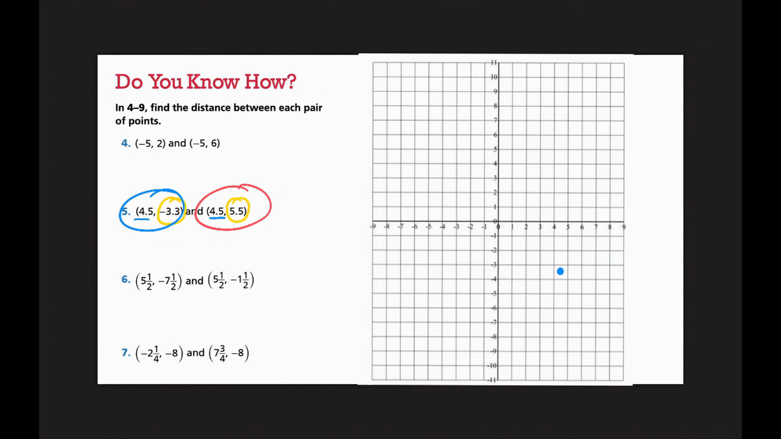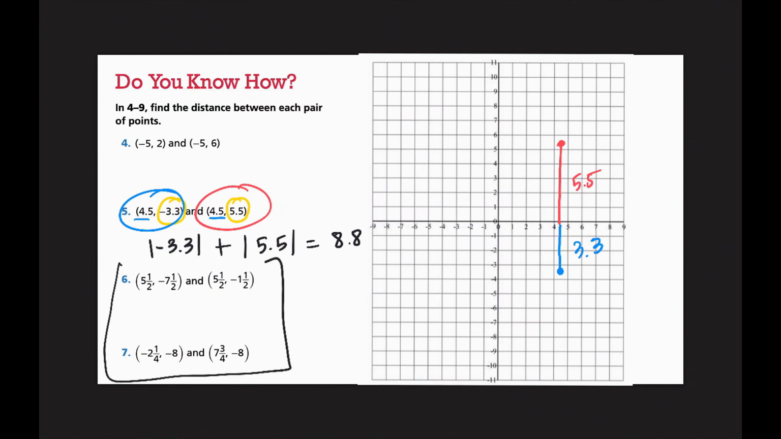4.5 and 5.5 is about here. Okay, so you can see that we're going to be adding. We're going to be adding because we're going across an axis here, right? So we'll be going whatever this is plus whatever this is to find our value. So let's do the absolute value of 3.3 plus the absolute value of 5.5. When we get those, we will have 8.8 because this is 5.5 plus 3.3. I want you guys to try to do 6 and 7 on your own.